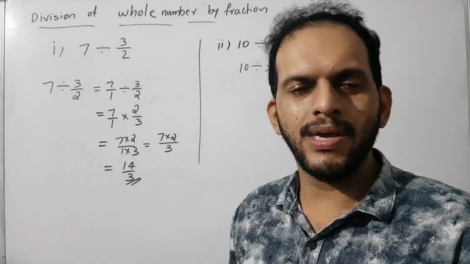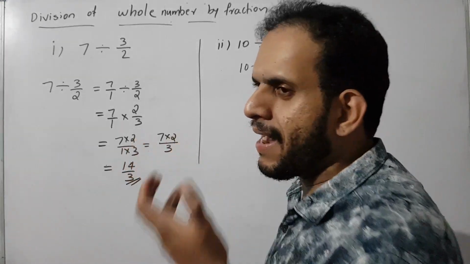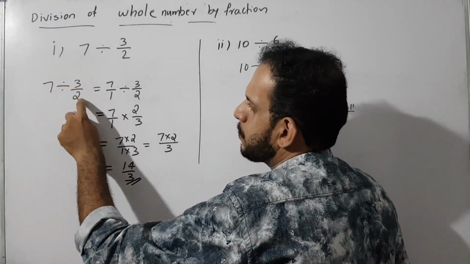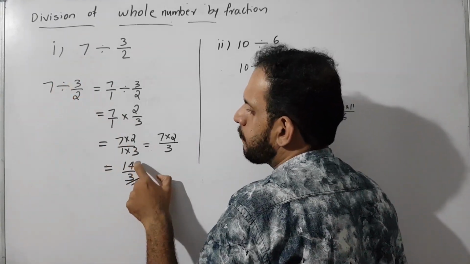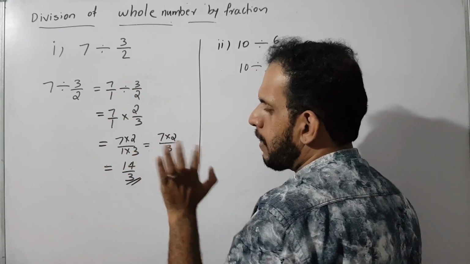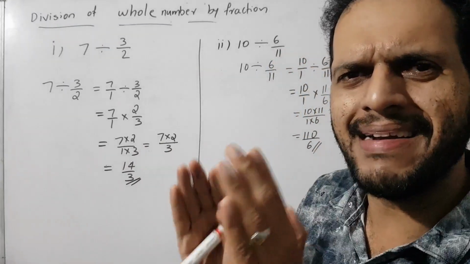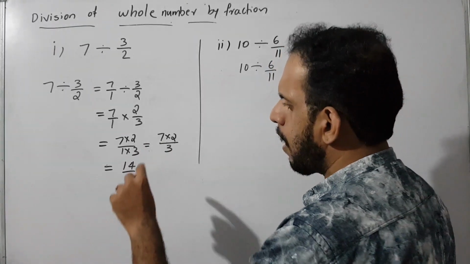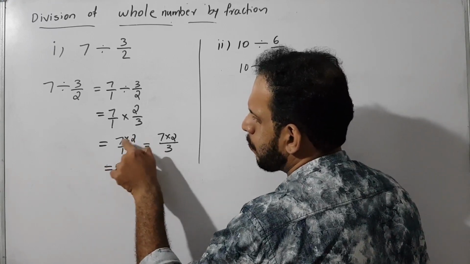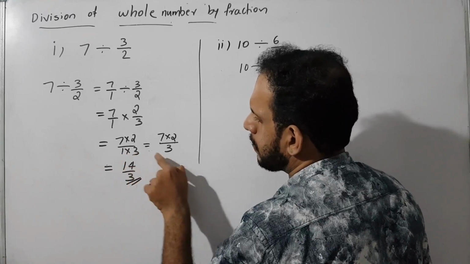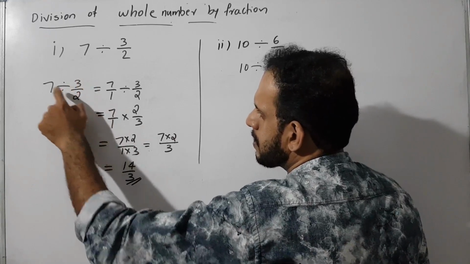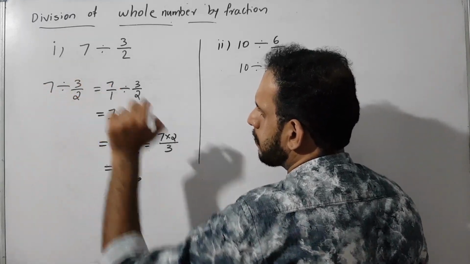Then listen my dears, how do we get the answer directly? What is the idea behind this? Here 7 divided by 3 by 2. How do we get 14 by 3? We convert the first one in the form of a fraction and we multiply, and at last we got it. Then how do we write the answer directly? Listen, how do we reach the answer 14 by 3? 7 into 2 by 1 into 3. What is 1 into 3? That is 3. Then 7 divided by 3 by 2 is 7 into 2 by 3.